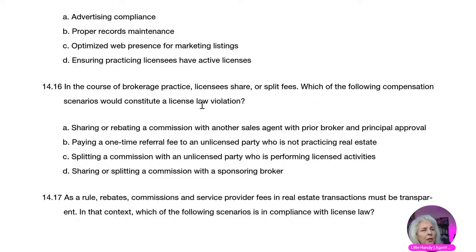So which of the following scenarios would constitute a license law violation? That's C, right? Paying a one-time referral fee to an unlicensed party who is not practicing. So we can do like a $50 referral fee to someone that is not licensed, or, well, that depends on the state. Here in Texas, you can pay $50, which we sometimes call a bird fee, for helping you find somebody or refer somebody to you.